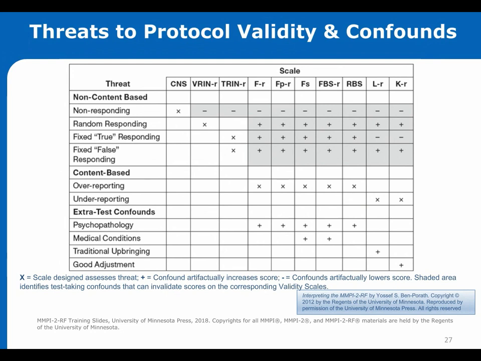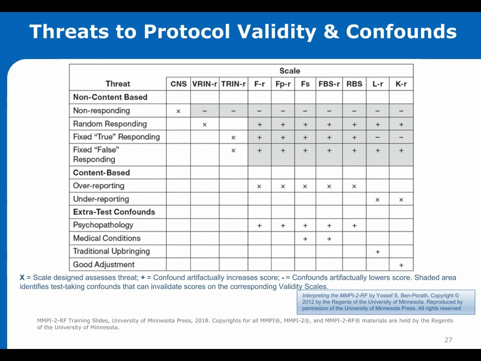In the next section of the table, we have the content-based threats to protocol validity, over-reporting and under-reporting, and we see X's there to indicate that F, FP, FS, FBS, and RBS are intended to assess over-reporting, and L and K are intended to assess under-reporting. And then finally, we have another very important aspect of this table, which are the extra test confounds.